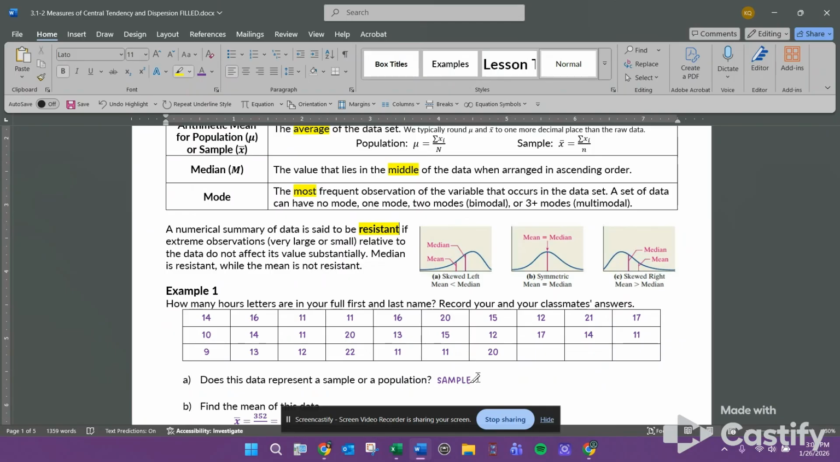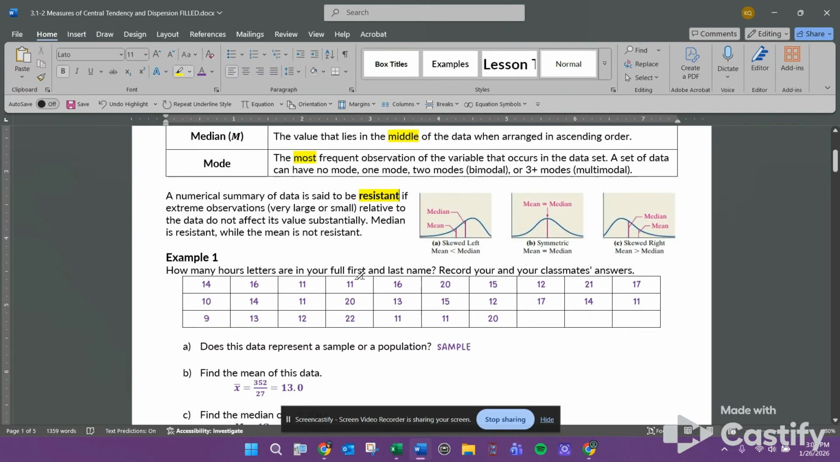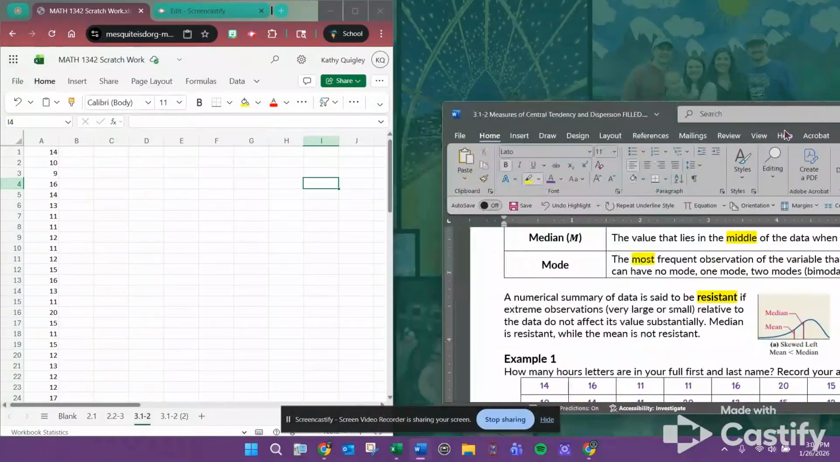So when we're finding the mean, we're going to use X bar as our value. We could go to a calculator or Excel and add up all of these numbers, divided by the number we have, which is 27, and we'd get 13. But let's see in Excel what that would look like and practice our Excel skills.